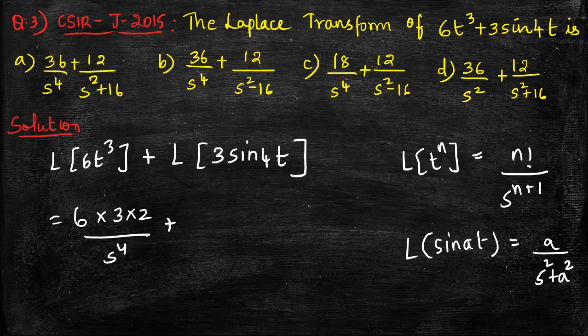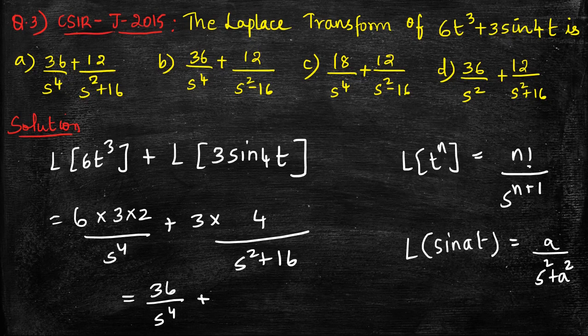So now doing this, I'm going to get 3 into 4 by s square plus 16, which is equal to 36 by s power 4 plus 12 by s square plus 16, which is option A. So I hope you get this question, which is very simple, from June 2015.